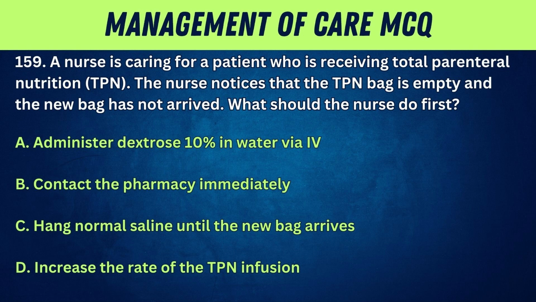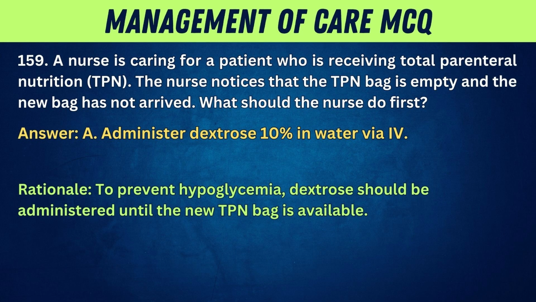C. Hang normal saline until the new bag arrives. D. Increase the rate of the TPN infusion. Answer: A. Administer dextrose 10% in water via IV. Rationale: To prevent hypoglycemia, dextrose should be administered until the new TPN bag is available.